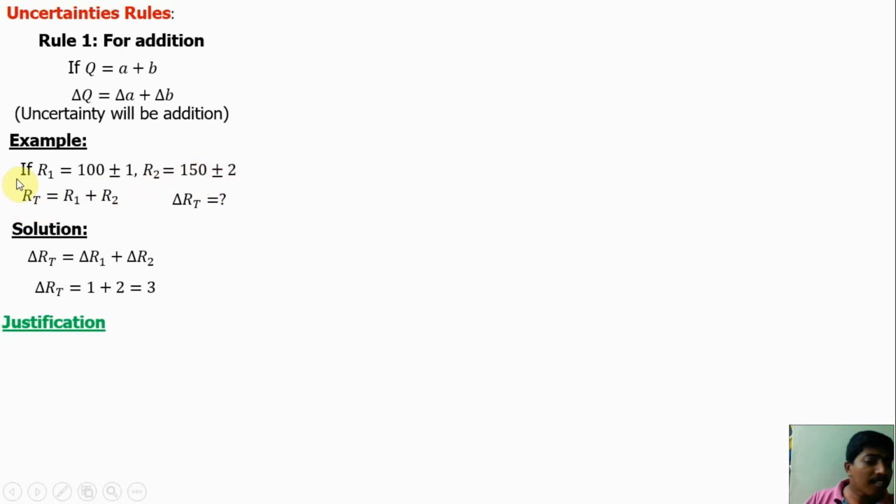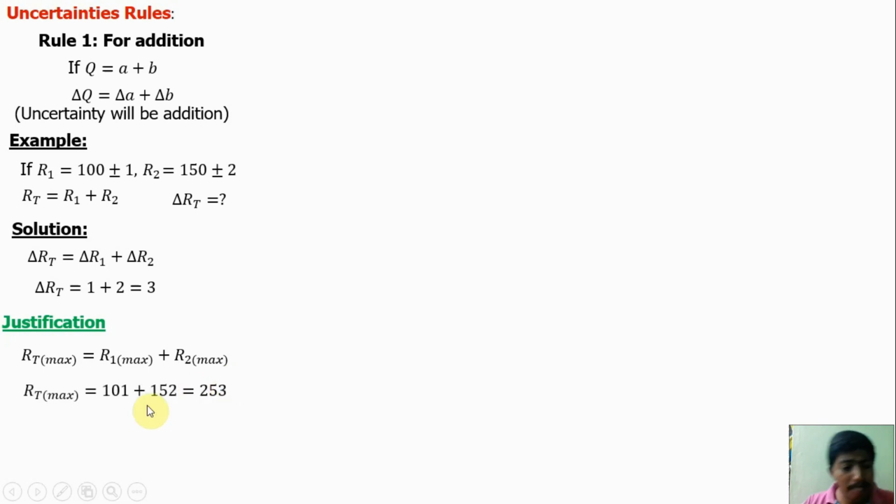When will the RT be maximum? When R1 is maximum and R2 is maximum, both are maximum, then only the RT will be maximum. So, RT maximum is equal to R1 maximum plus R2 maximum. Here R1 maximum is 100 plus 1, 101, R2 maximum is 150 plus 2, so 152. So, we will get 253. So, RT maximum value is 253.